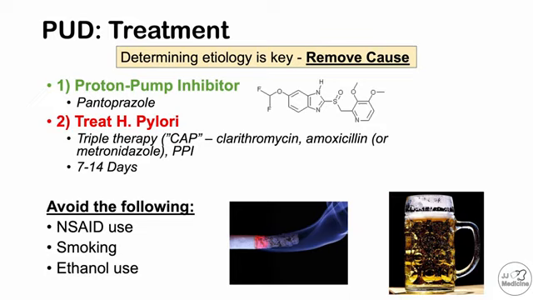So again, treatment of peptic ulcer disease, the most important key point to note is that determining the cause is important, because you want to remove that cause. Proton pump inhibitors are used to help heal the ulcer. They can help reduce gastric acidity, and they can also help in cases like Zollinger-Ellison syndrome. And it's also important to find out if the peptic ulcer disease is caused by H. pylori, because then it can be treated with triple therapy. And it's also important to avoid certain influencing factors and other risk factors, including NSAID use, smoking, and ethanol use.